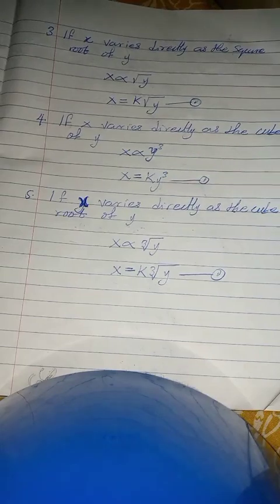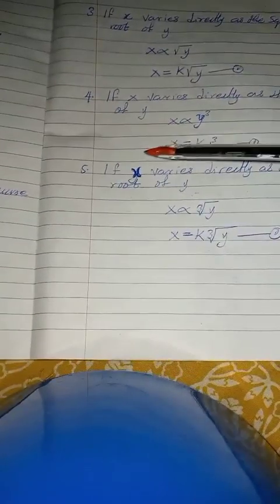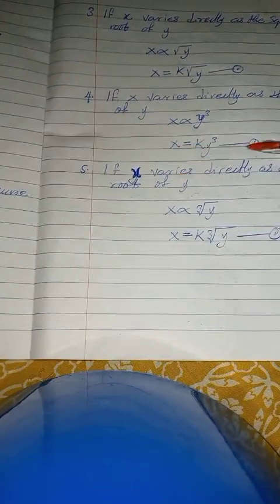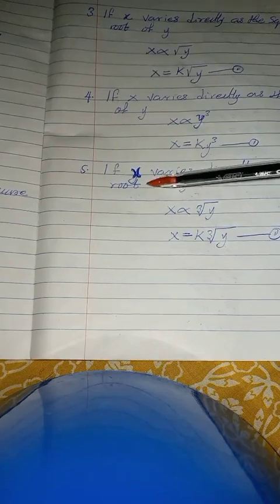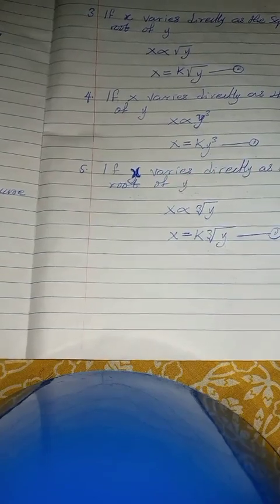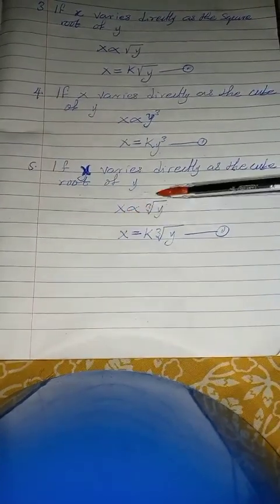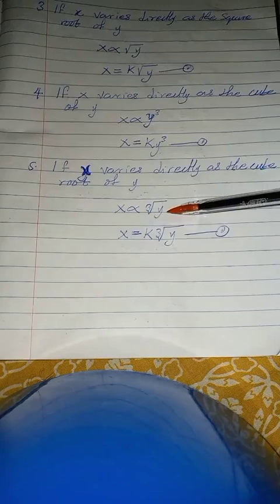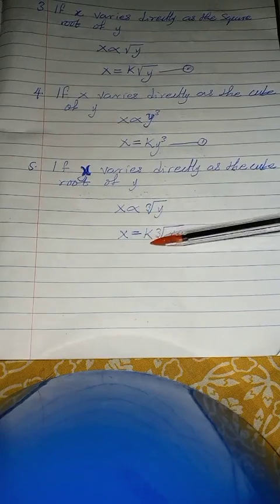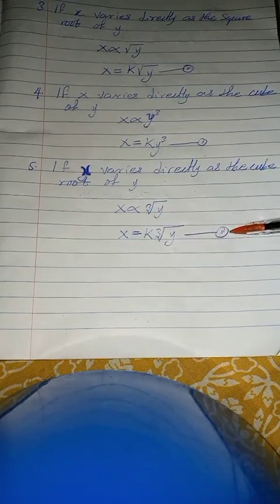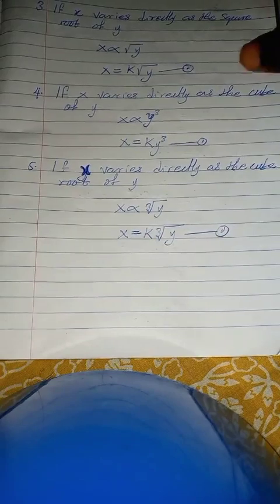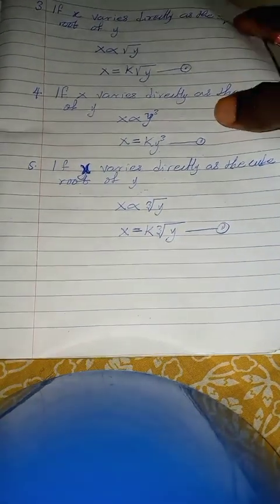Now if x varies directly as the cube root of y, so you have the cube root of y, then it will be x varies as the cube root of y. And that gives us x equal to k cube root of y. Now let's look at an example.